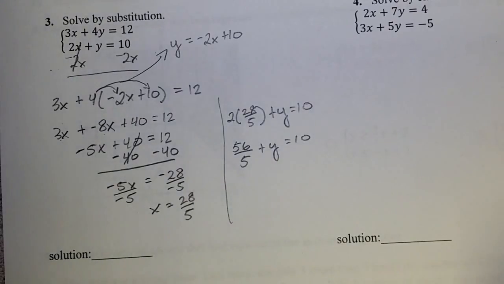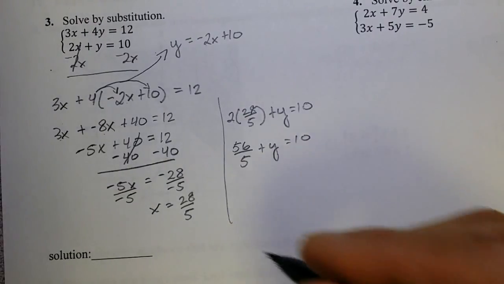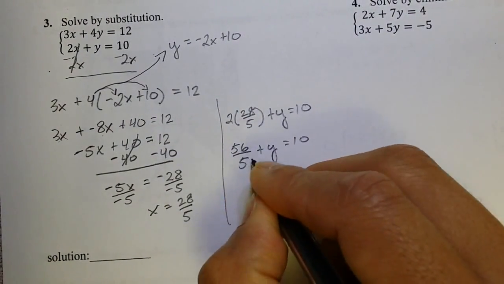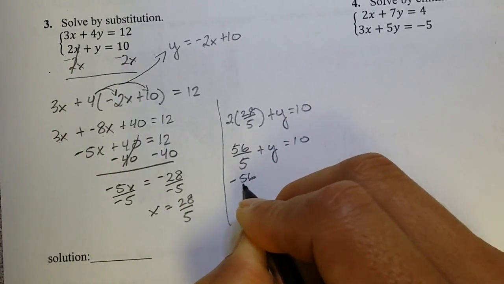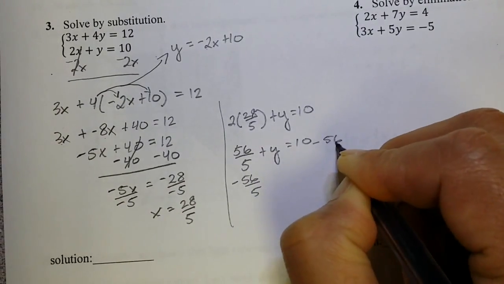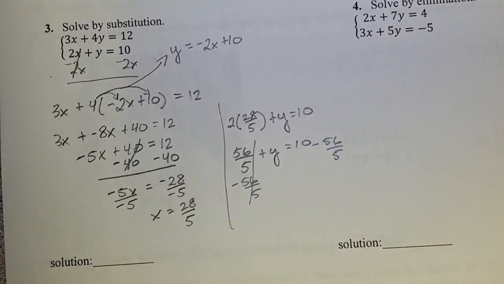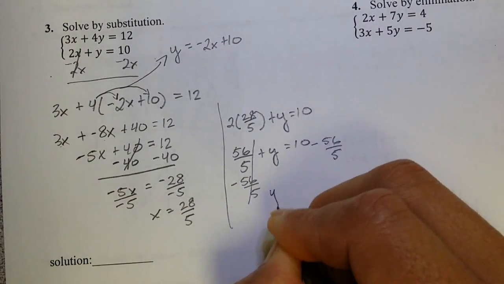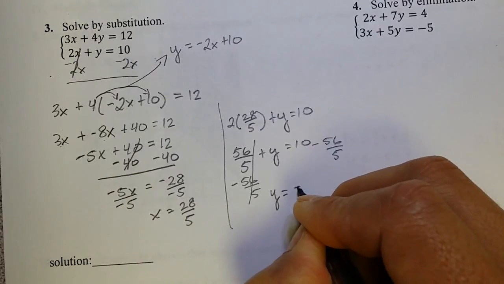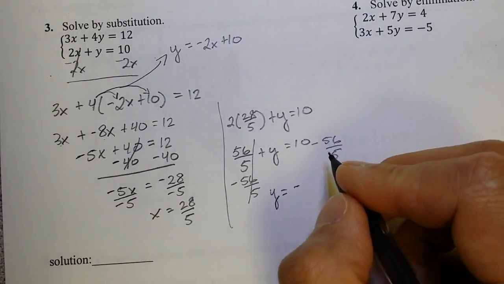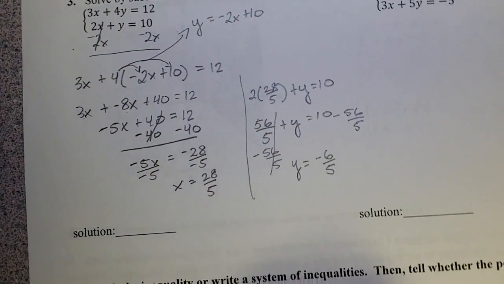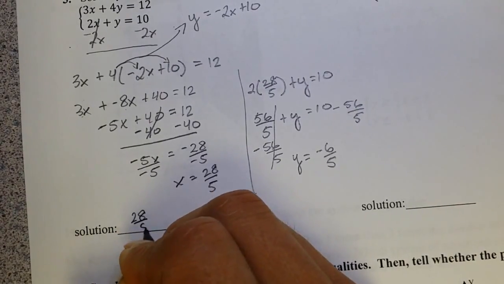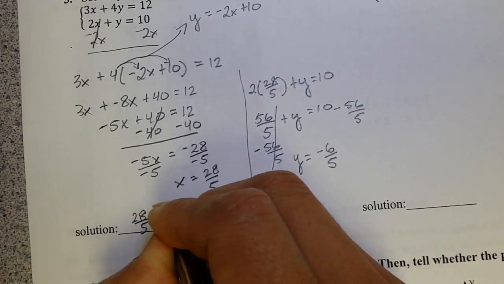Now if you feel more comfortable using decimals, that's alright. It's not wrong. Okay. Now I'll subtract. To solve for y, or get y by itself, I have to subtract 56 over 5 from both sides. Here, 56 over 5 cancels out. I get y equals 10 minus 56 over 5. If you put that in the calculator, you get negative 6 over 5. So my solution is 28 over 5, comma, negative 6 over 5.